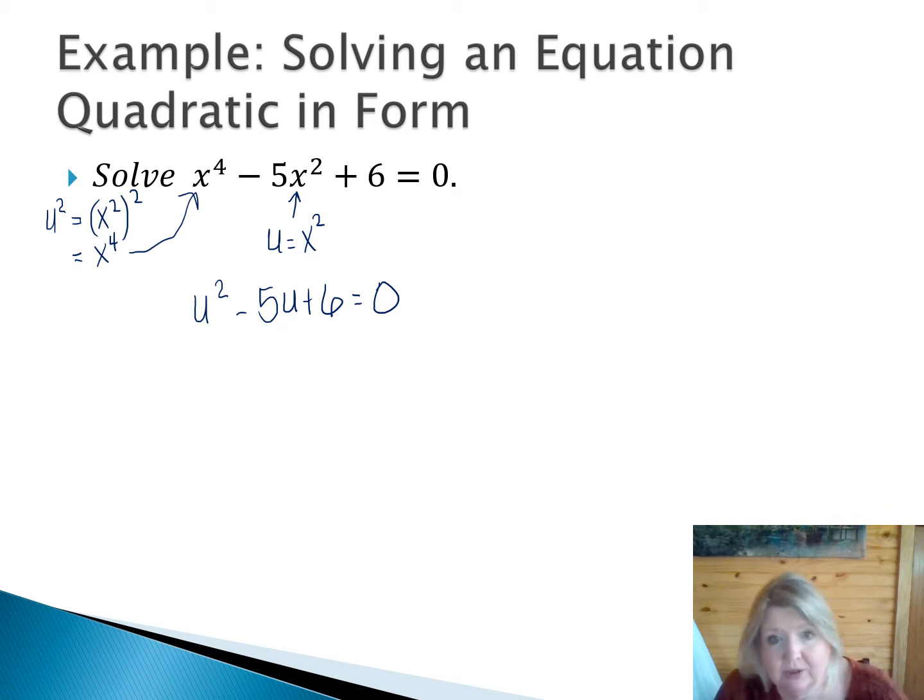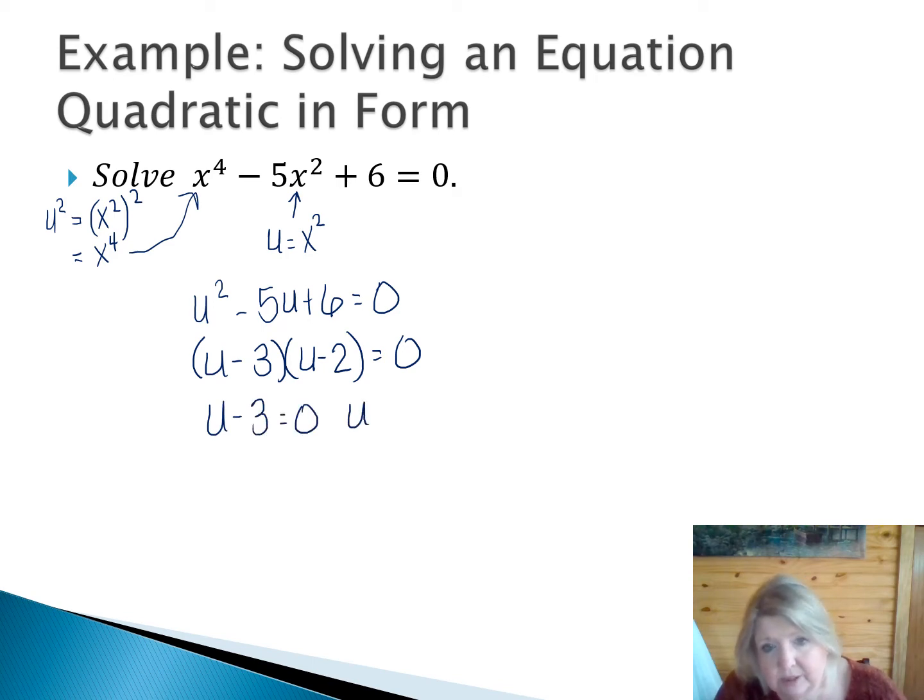So I need factors of 6 that add together, because they're both negative, to give me 5. That's 3 and 2. But like we said, they're both negative. So u minus 3, u minus 2. Now I have two guys multiplied together to give me 0. So either u minus 3 is 0, or the other one, u minus 2, must be 0. So I add 3 to both sides and find that u must be 3. I add 2 to both sides to find u must be 2.